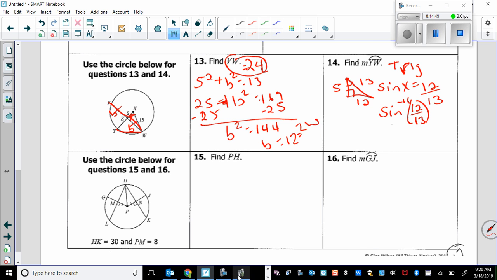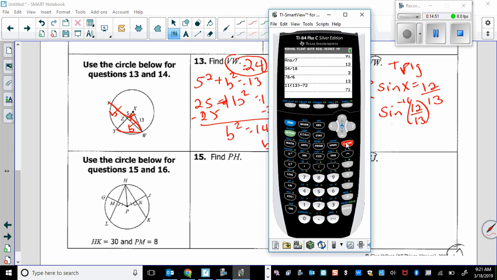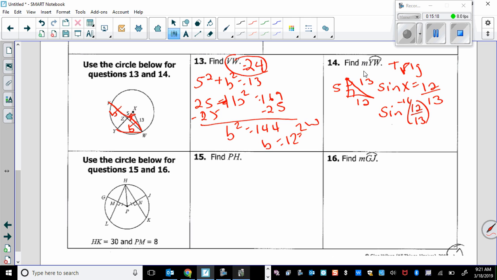So you go to your calculator, make sure you cleared it out, and always go to the mode, and check it is in degree. This one is in degree, so I don't need to worry about it. So I will come here, press second sine. You can even do second cos or second tan because all the numbers are given. 12 divided by 13. Close the parentheses, enter, gives you 67.3. So x is 67.3, which makes YW 67.3.